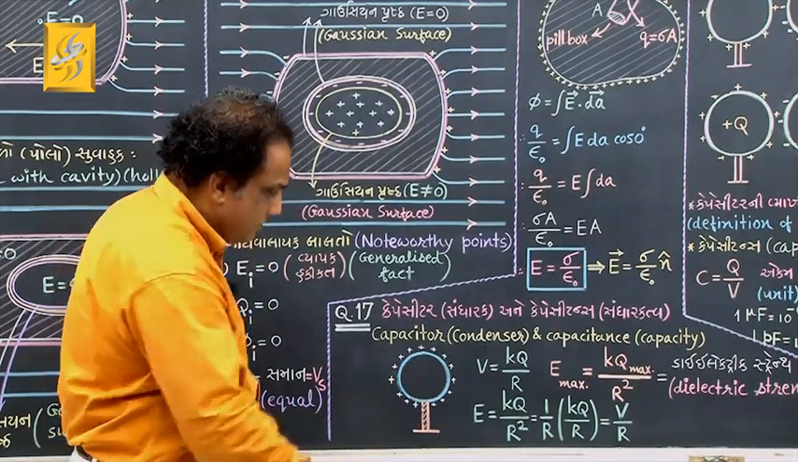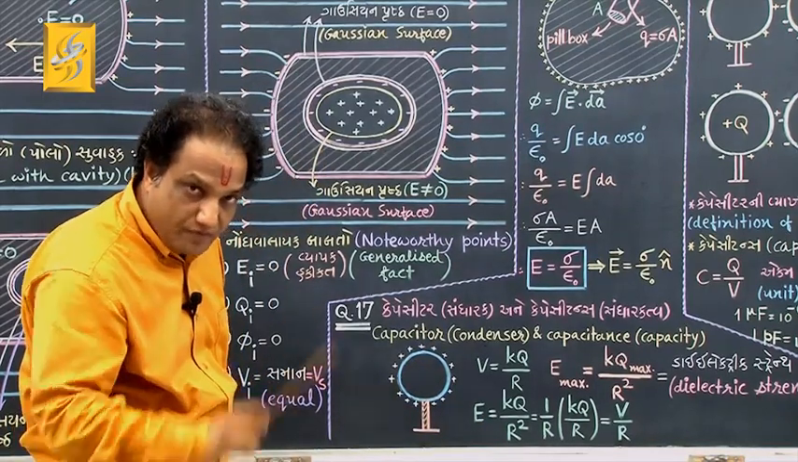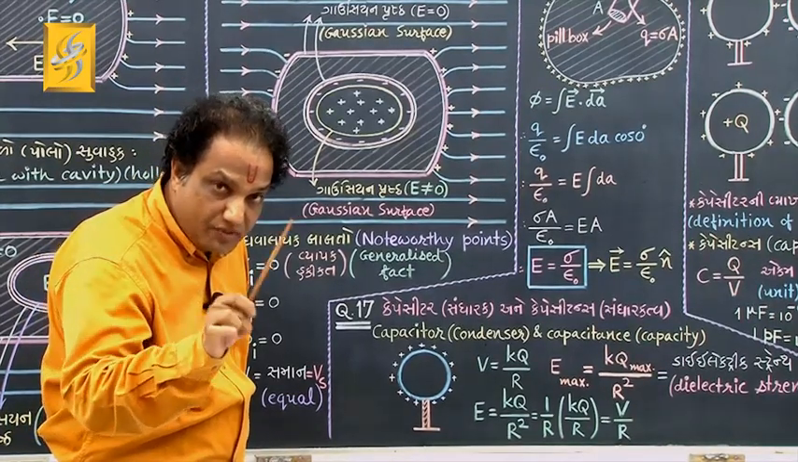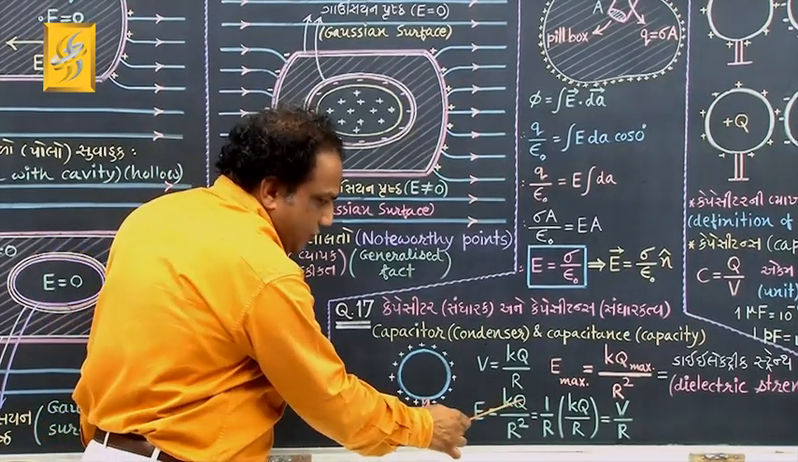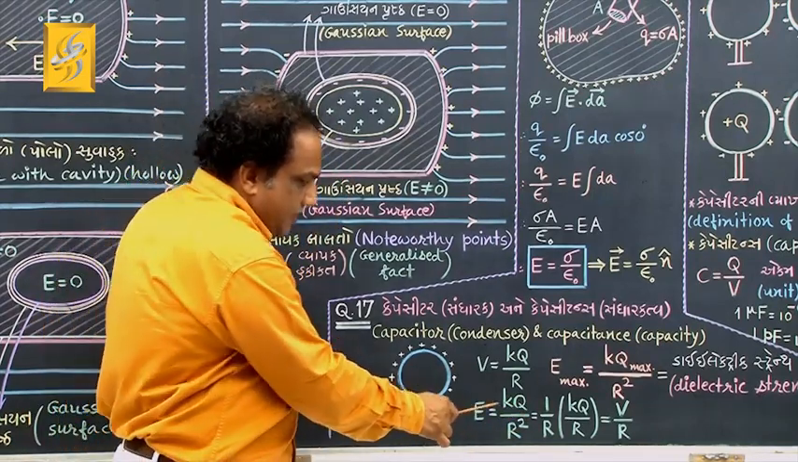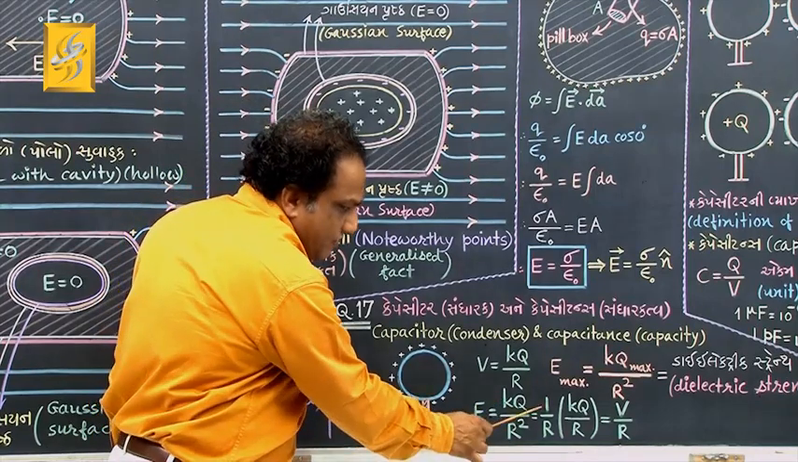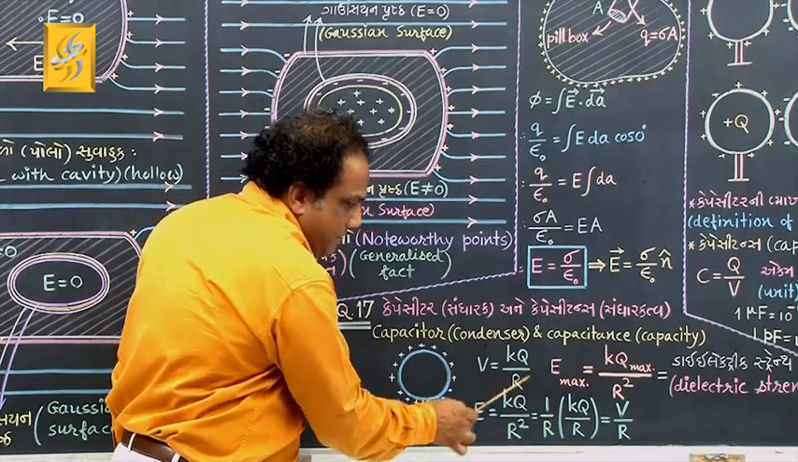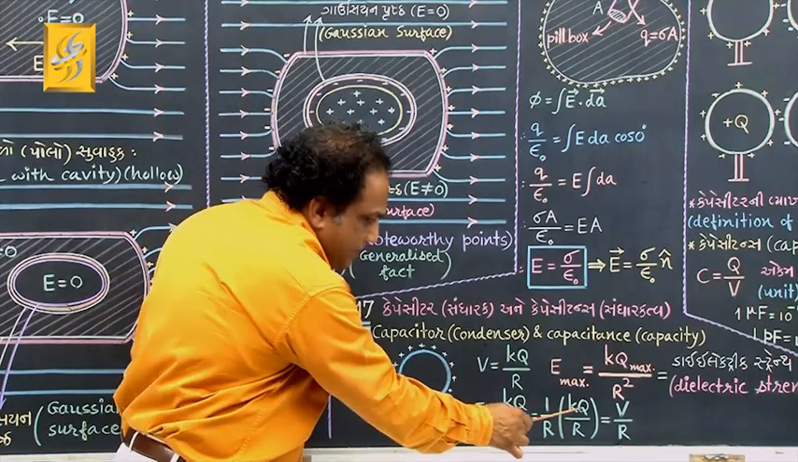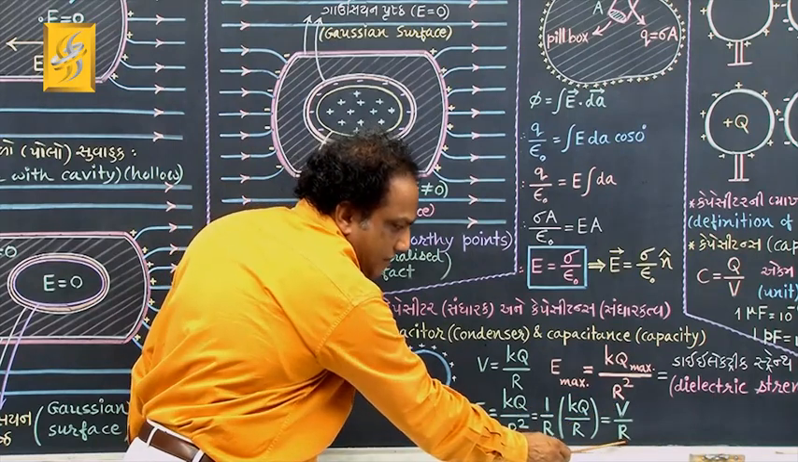Correct? What about electric field on the surface? The formula was from chapter number 1, KQ upon R square, that is K into charge upon radius square. Correct? Can you rewrite this as 1 upon R into KQ upon R? But KQ upon R is nothing but capital V. So this KQ upon R is capital V upon R.